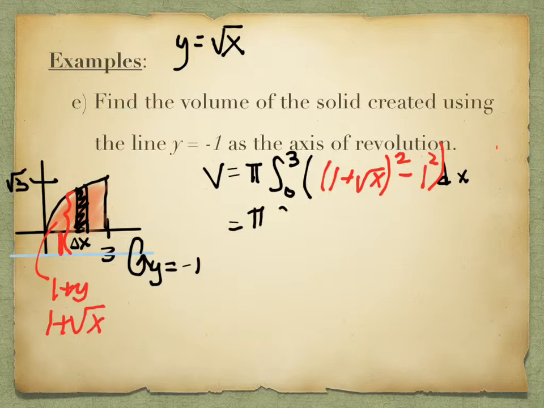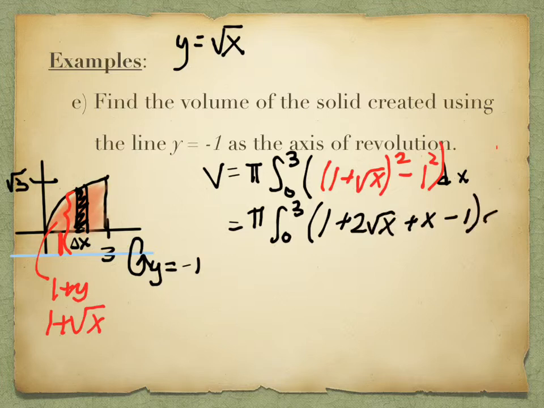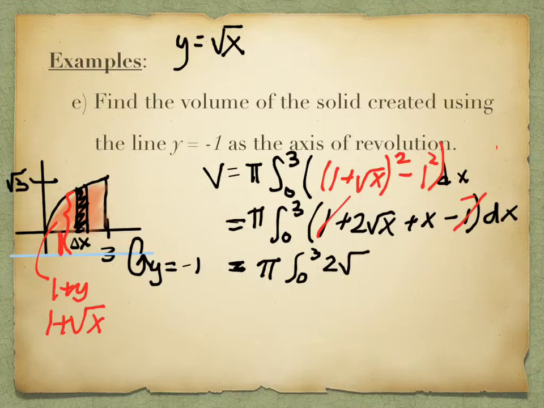So this is pi times the integral from 0 to 3. I end up with 1 plus 2 square root x plus x, and then minus 1 dx. Okay, that's again from FOILing out, right? All right, so I can cancel my 1s. I have minus a 1 and a plus a 1. So this is the integral from 0 to 3 of 2 square root x plus x dx.